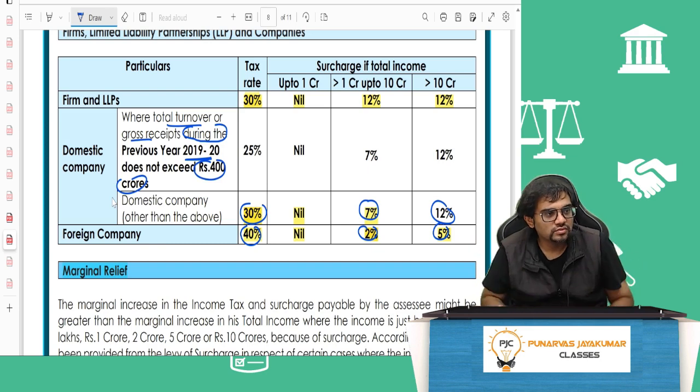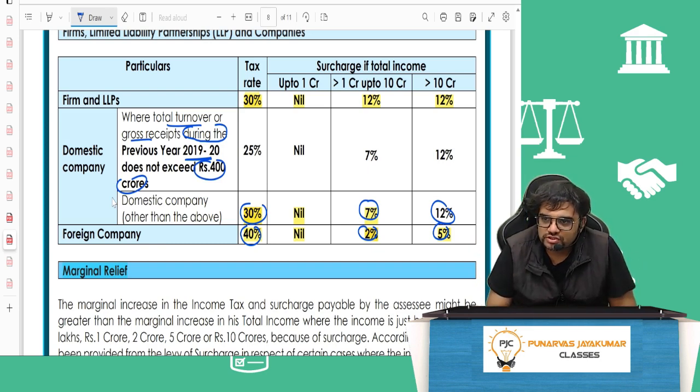Something like, more than a startup. Startups also, of course, if it is not exceeding 400 crore. Tax rate, guys, reduced to how much? 25%. Forever they can claim this. Up to 1 crore, nil. Then this will remain the same, 7 and 12.